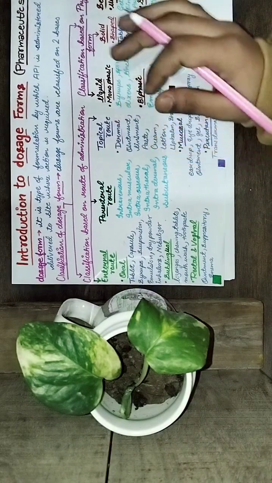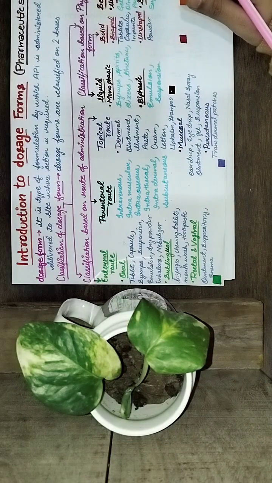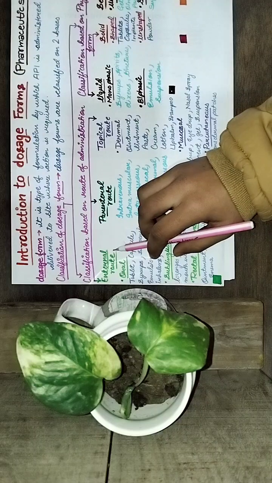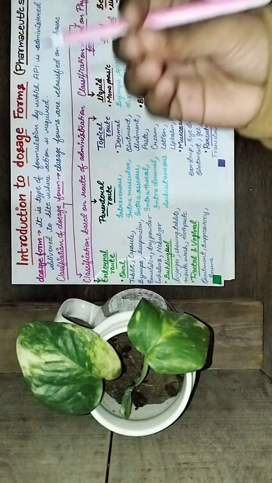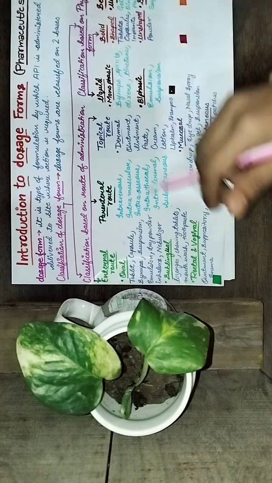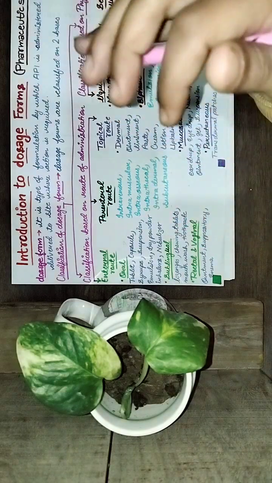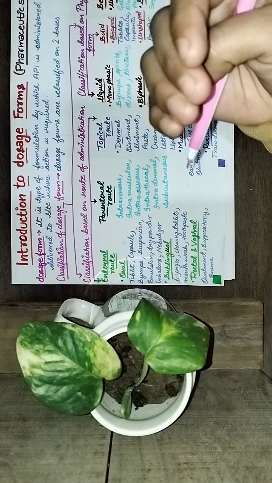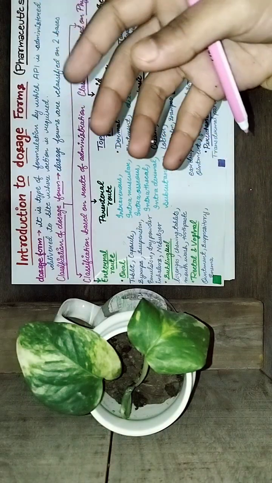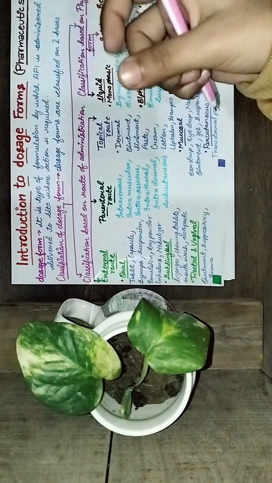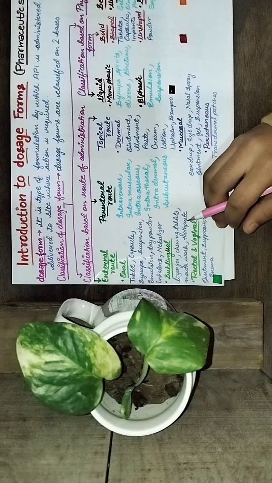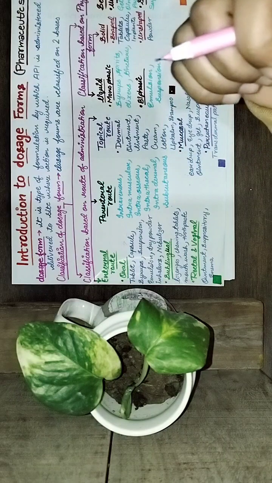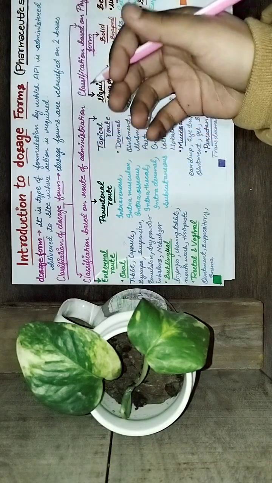So the classification based on route of administration is of three types. We can take medicine externally, means through external route, that can be oral, through buccal cavity, which can be sublingual. Sublingual are those which we put under our tongues. Those are known as sublingual dosage forms. And then rectal and vaginal. Rectal and vaginal forms are those which are inserted through rectal or vaginal cavity.